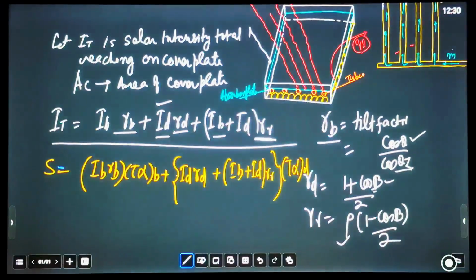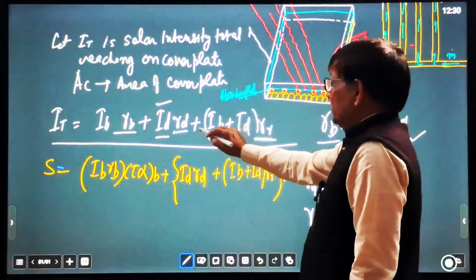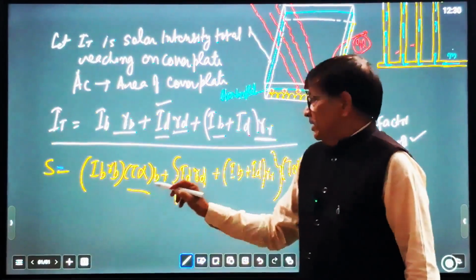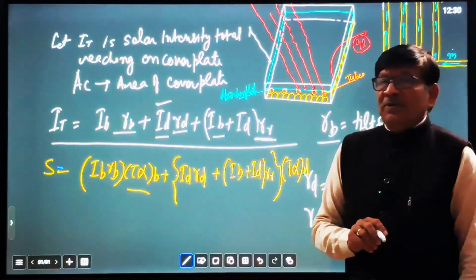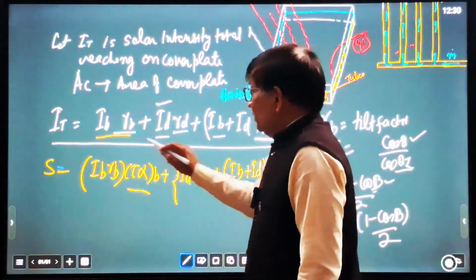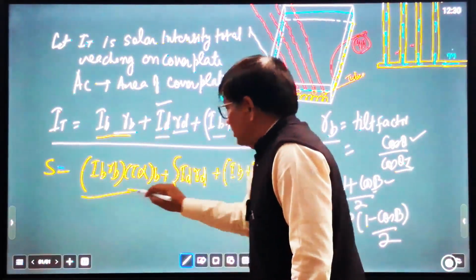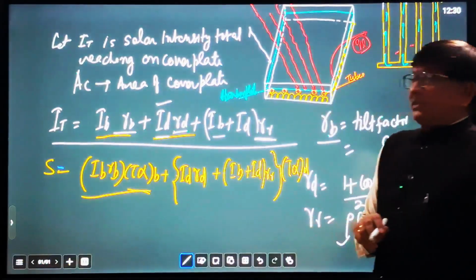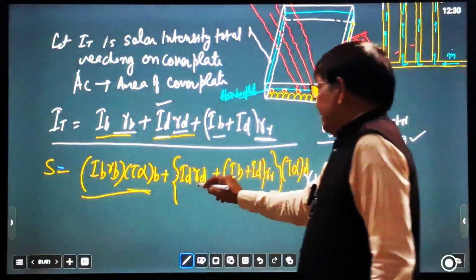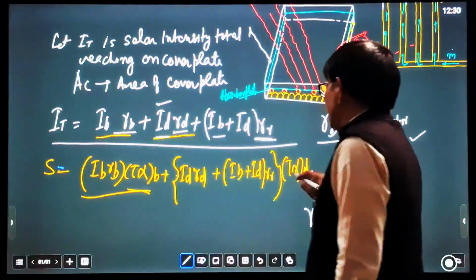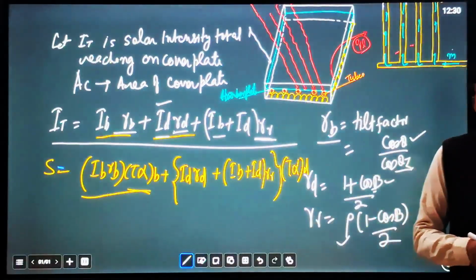This is the solar intensity absorbed by the absorber plate. Out of this, the product here, IB RB multiplied by tau alpha for the beam radiation, because this is beam radiation. Out of this much will be reaching the absorber plate and absorbed, and how much will be absorbed from the diffuse radiation? So ID plus RD, plus total IB plus ID RR, multiplied by tau alpha diffuse radiation.